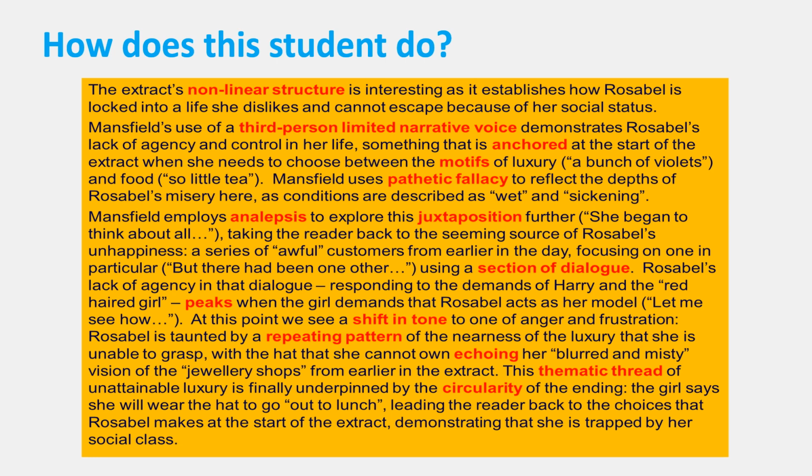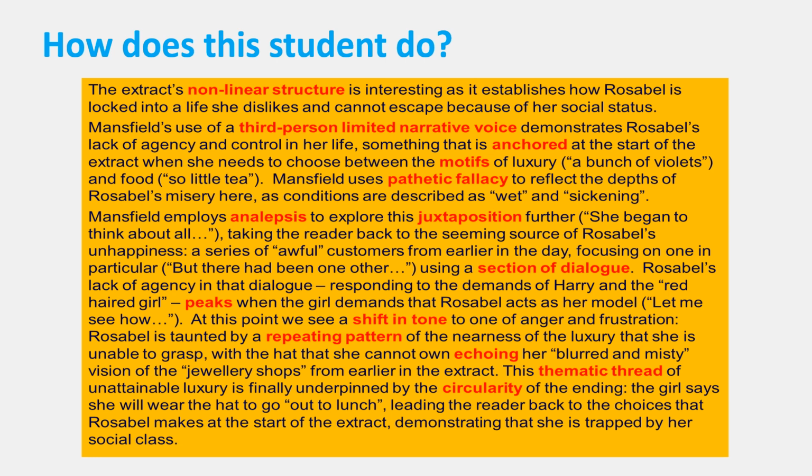We have this lovely use of the word anchored. We're anchored at the start of the extract when she needs to choose between the motifs of luxury and food. So first of all, we've got that use of the word anchored. That's great. Nice word for you to have in your armoury. I think I use the word foregrounded, something that comes early. It's the idea that something is anchored at the start of the text. We've also got the use of the word motif. That's a structural method. A motif, something that occurs a few times throughout an extract. Luxury and food, well, it does. Both of those things occur more than once.